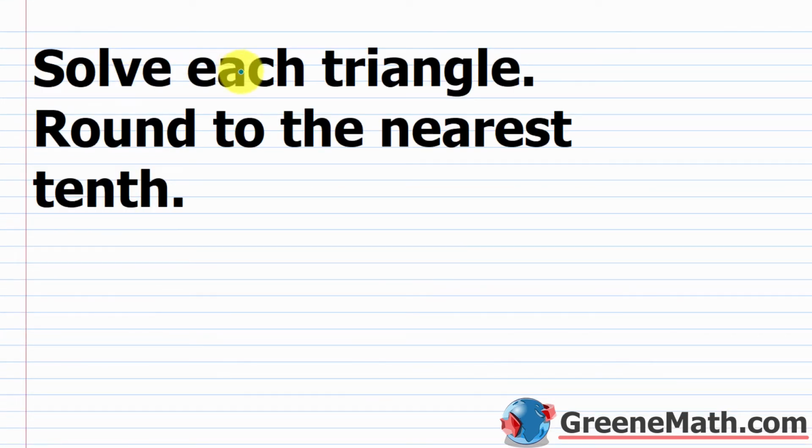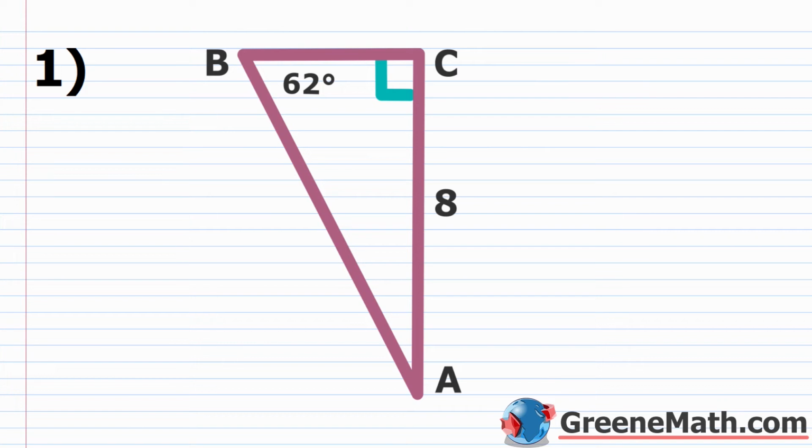All right, let's take a look at the practice test. So here we want to solve each triangle. And what that means, we're going to find all the missing angle measures, and we're also going to find all the missing side lengths. For the answers we're going to present, we're going to round to the nearest 10th. And let's take a look at the first problem. So we have this triangle here.